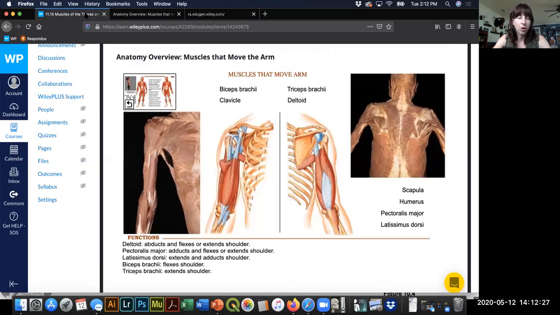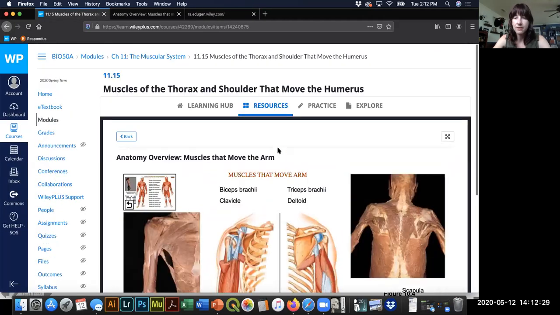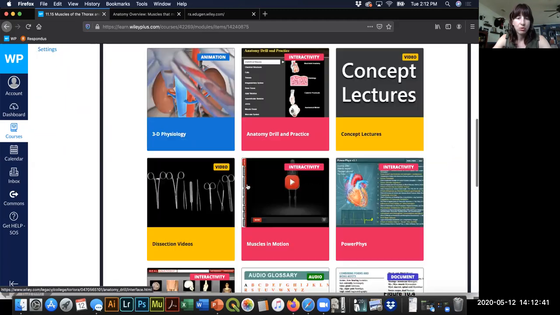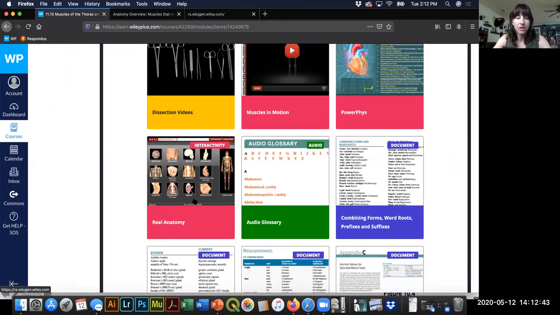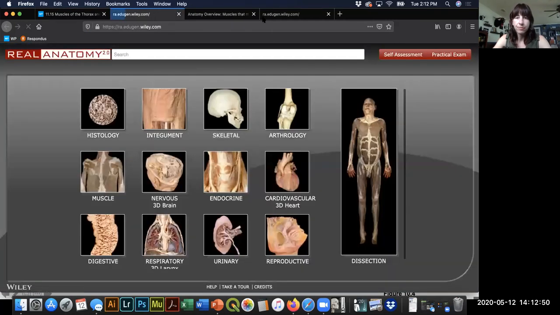Again, if you are wondering where to get to that real anatomy dissection cadaver, you're going to go into any of the little sections on any of the modules and go to the Explore tab, and you will find the real anatomy, including the dissection and everything under there. So that's how I got to here. Okie dokie.